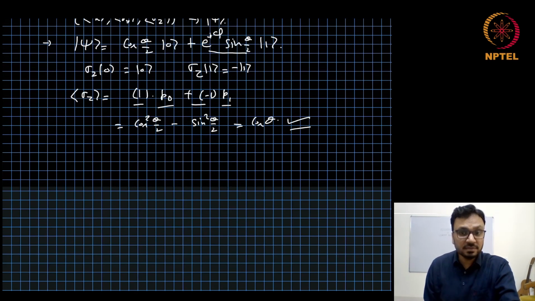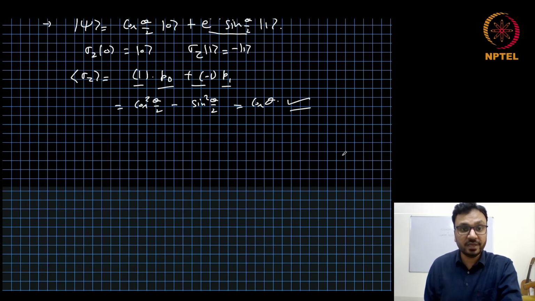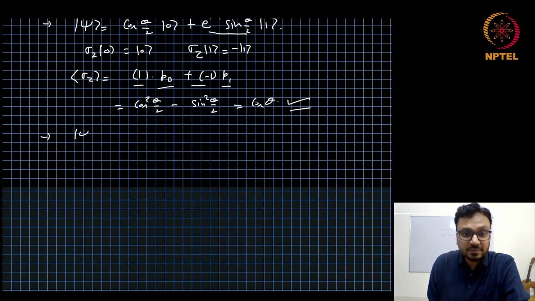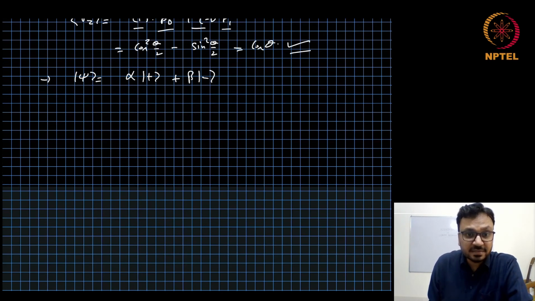Now, these are simple. Can we do a similar thing for the expectation values of sigma x and sigma y? To do that, we need to find alpha and beta. I'm doing it for the sigma x expectation value now. Alpha plus, beta minus, we are writing it, where plus is the eigenstate of sigma x with plus eigenvalue, and minus is the eigenvector of sigma x with minus eigenvalue.